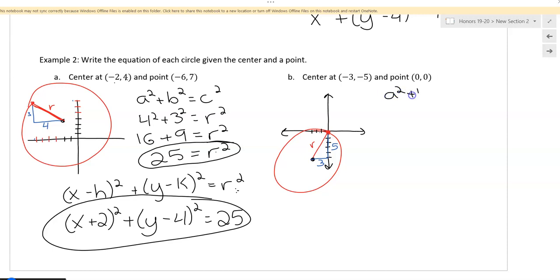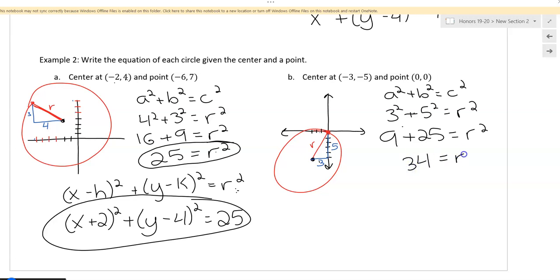A squared, right? So I have 3 squared plus 5 squared equals r squared. 9 plus 25 equals r squared. And we get 34 equals r squared. Then same thing.